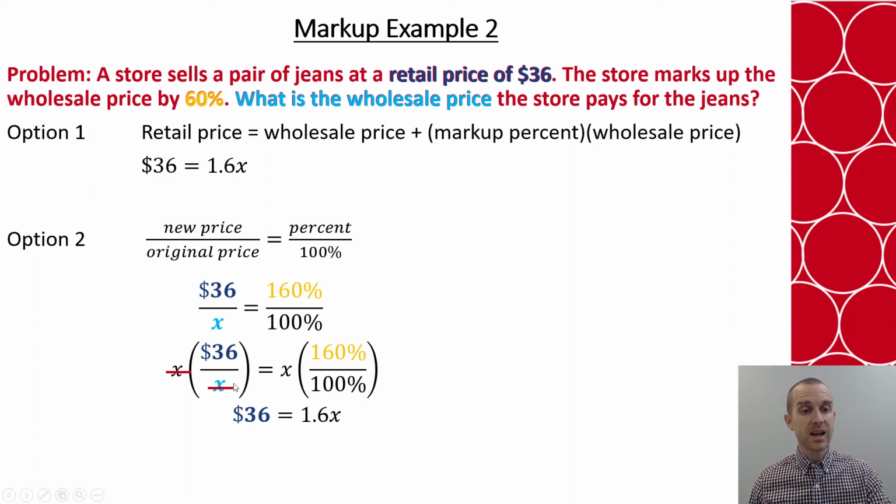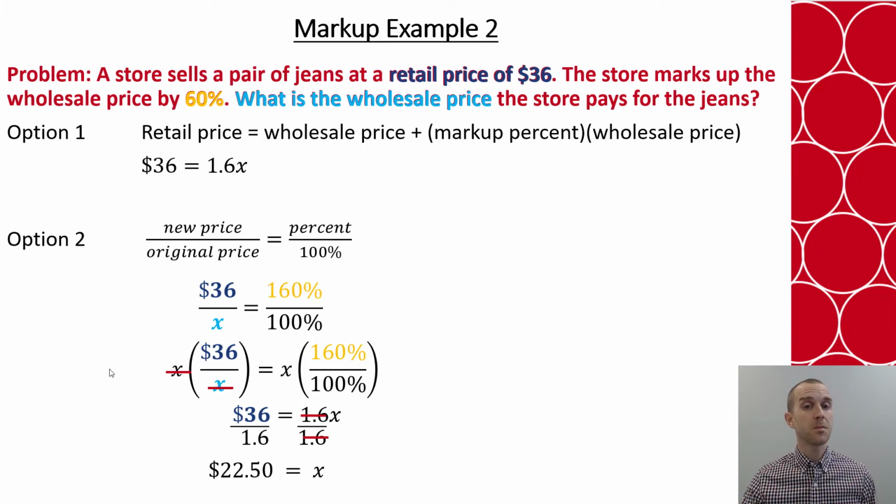Look, it's the exact same place. So it's a matter of what method makes more sense to you. Use that to help you solve the problems. I divide both sides by 1 6/10, and I end up again at $22.50.